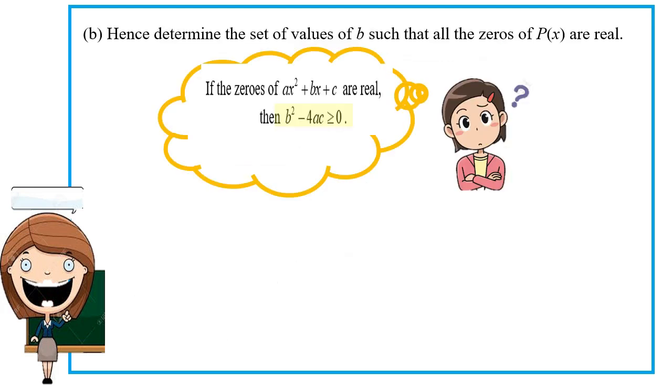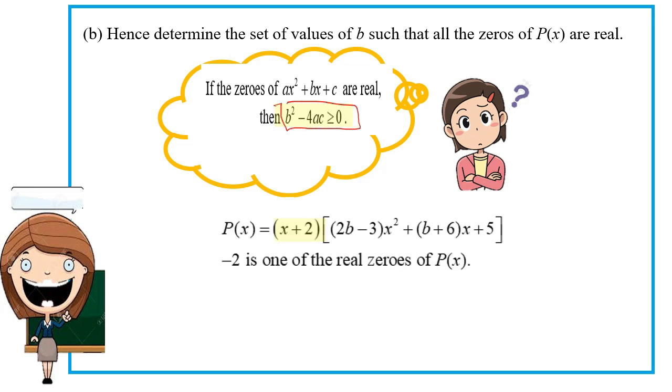B, we are going to determine the set of values of b such that all the roots of P(x) are real numbers. So we have to recall that in order for a quadratic expression to have real roots, its discriminant must be greater than or equal to 0. From the information given, we already have P(x) as the product of (x plus 2) and (2b minus 3)x squared plus (b plus 6)x plus 5, whereby this is our quadratic Q(x).